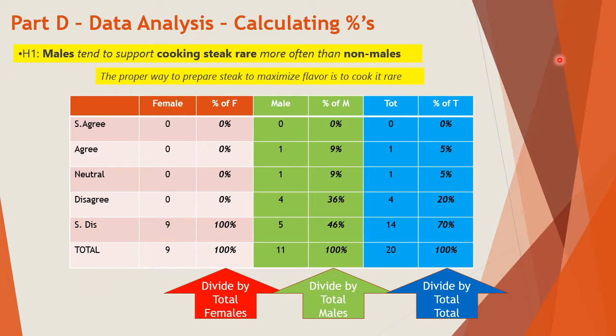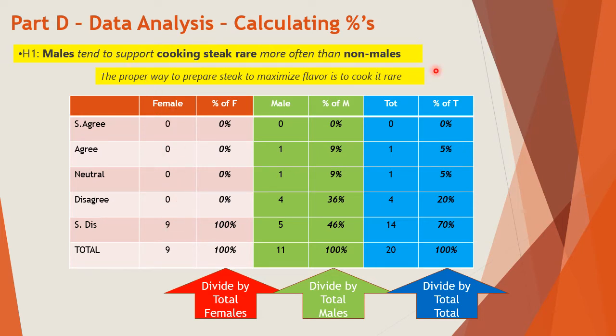All right. So when I look at this, I can see that technically or mathematically, my hypothesis is correct that males tend to support cooking steak rare more often than non-males. If I look at these two categories, strongly agree and agree, I can combine them to get all the people that tend to support this. We're going to look at another one and go through it again. But males did support it: 9% of the males, one person, supported it, over the females, where no one supported it.